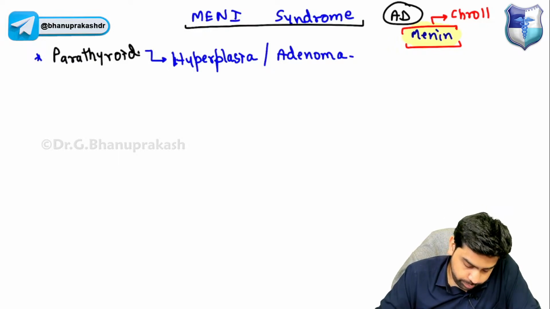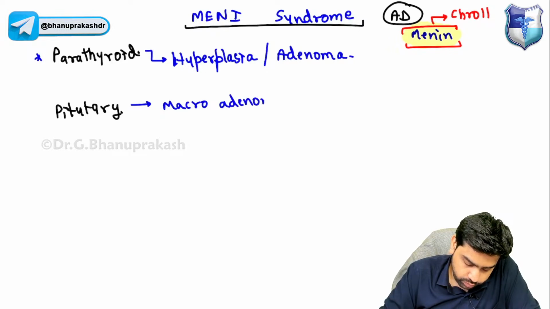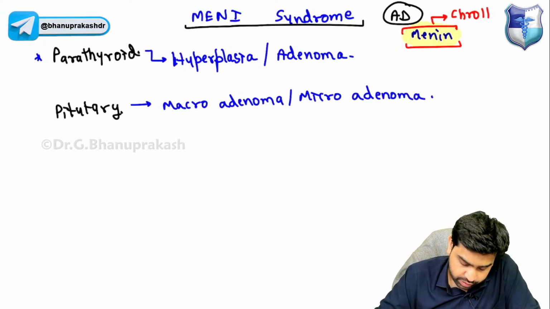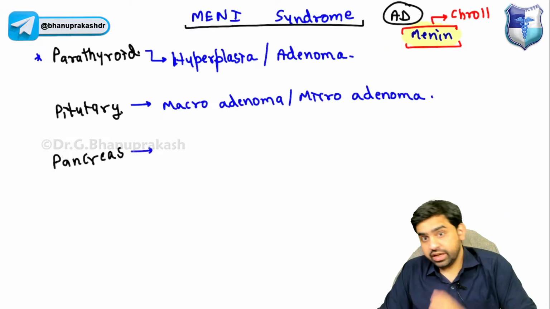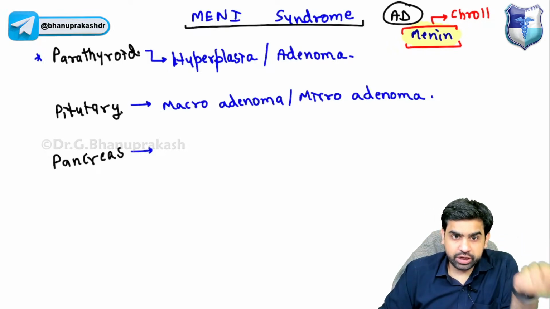Then there is involvement of the pituitary. In the pituitary, you can have a macroadenoma or a microadenoma. And then the pancreas. Now in the pancreas, what you basically get is a pancreatic neuroendocrine tumor.